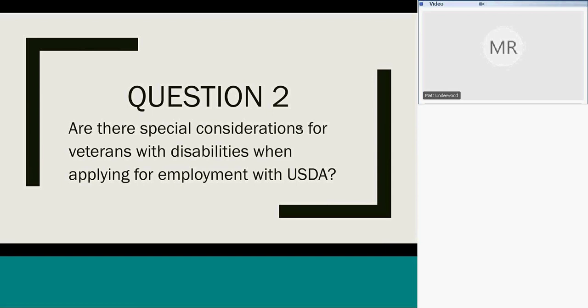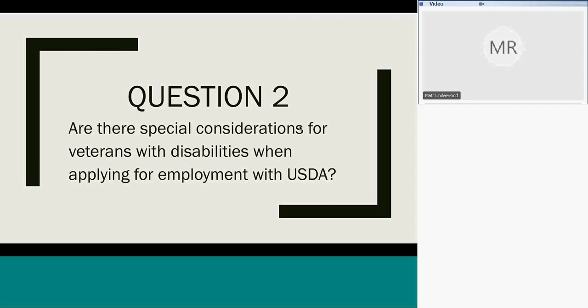For example, a Schedule A person can forward their resume to me, and I, in turn, at USDA, will send it to our selective placement coordinators in our different agencies at USDA, and they will share that resume with hiring officials. Hiring officials will take a look. If they have vacancies, they'll contact that individual, conduct an interview and make an offer.